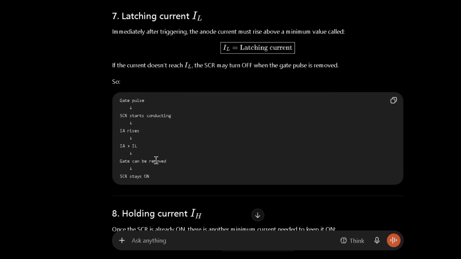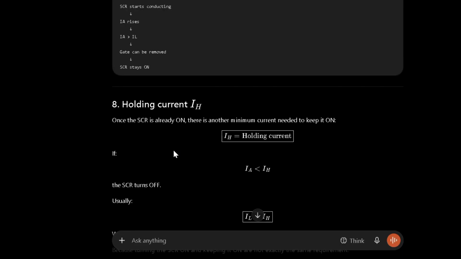Here is what he's saying. The gate pulse makes the SCR start connecting. IA rises, and only when IA is greater than IL can the gate pulse be removed and the current still stay in the switch on state. Once the SCR is already on, there is another minimum current needed to keep it on.